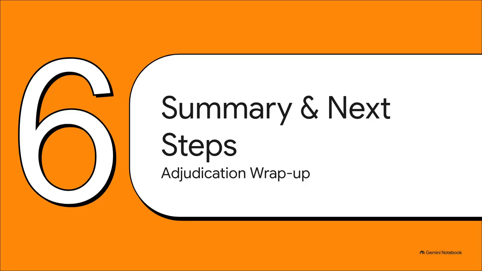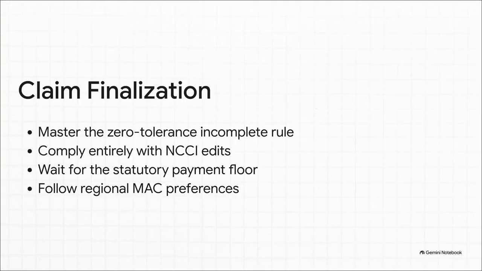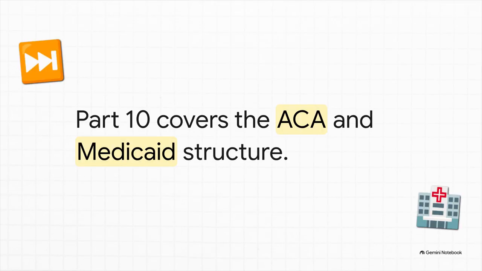Finally, Section 6, Summary and Next Steps. So the crucial point is this: successfully finalizing a Medicare claim requires your strict adherence to a very specific life cycle. You've got to master the zero-tolerance incomplete rule by submitting flawless data. You absolutely must comply with NCCI edits to prevent unbundling. You have to patiently wait for that congressional statutory payment floor to clear. Only then will you receive those reliable, rapid EFT disbursements. And throughout this entire process, you must strictly follow the technical preferences of your regional MAC. Understanding these rigid mechanisms is exactly what ensures your practice maintains a steady, reliable revenue cycle with the federal government.